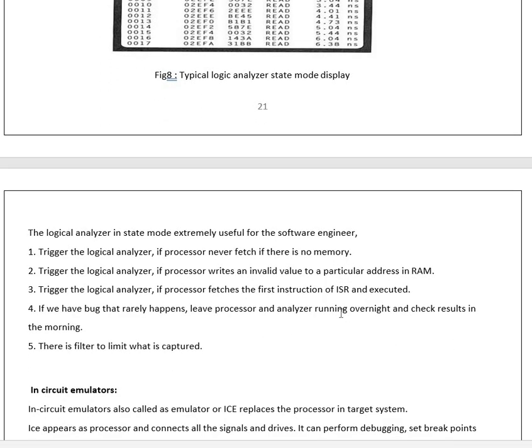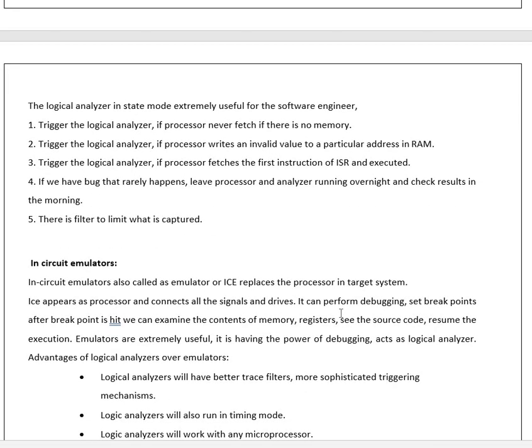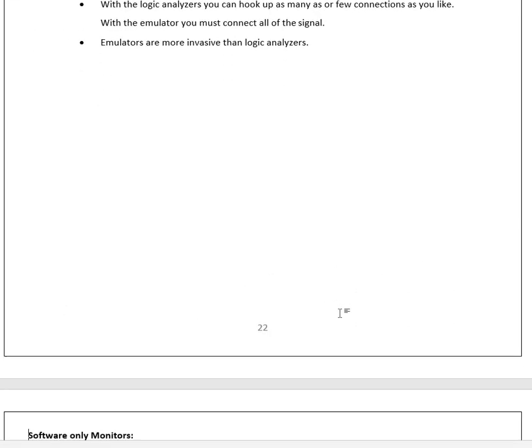And now coming to the use of the logic analyzer for software engineers. It helps software engineers to trigger the logic analyzer if the processor never fetches, or if there is no memory. Trigger the logic analyzer if the processor writes an invalid value into a particular address in RAM. Trigger the logic analyzer if the processor fetches the first instruction of an ISR and executes it. If we have a bug that rarely happens, leave the processor and analyzer running overnight and check the results in the morning. There is no limit to filtering what is captured.